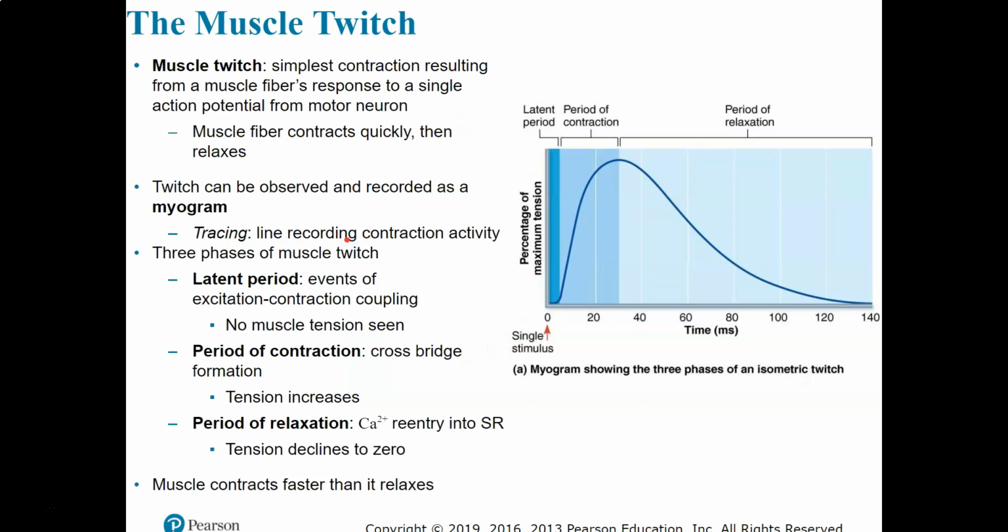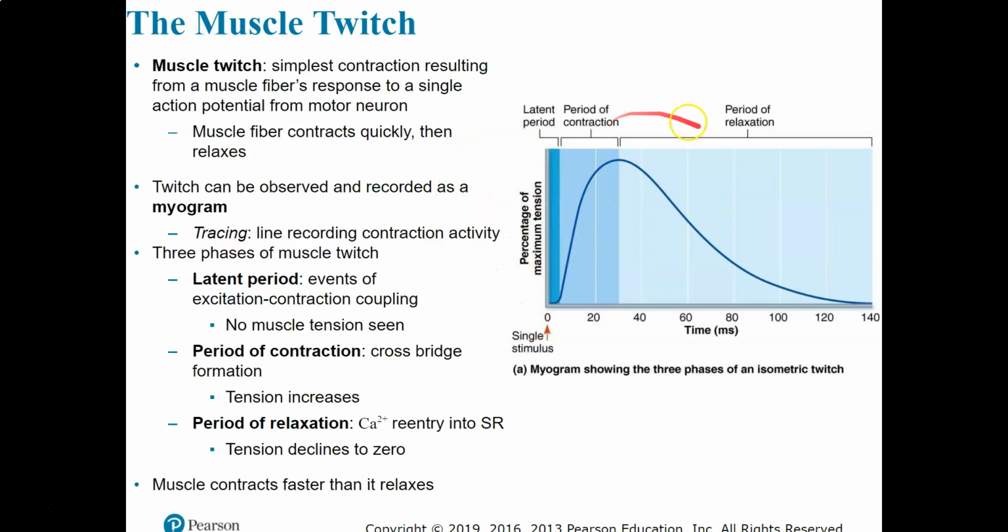When a muscle receives a single action potential from a motor neuron, that leads to the simplest type of contraction of a muscle fiber, what we call a muscle twitch. So the muscle fiber is going to contract quickly and then relax. And we can look at what this looks like using what's called a myogram, which is a tracing or recording of the activity. So this is time. This is going to be the amount of muscle tension generated.